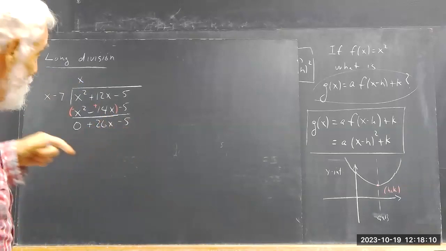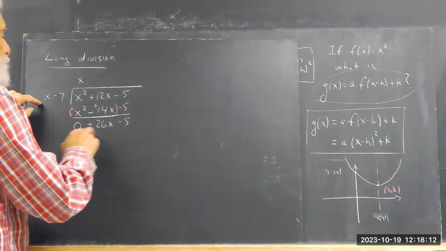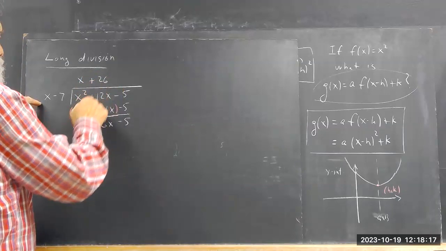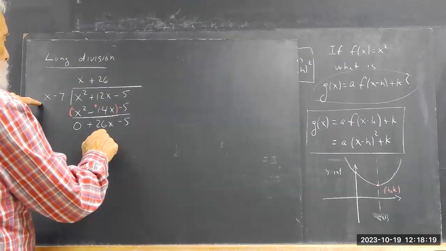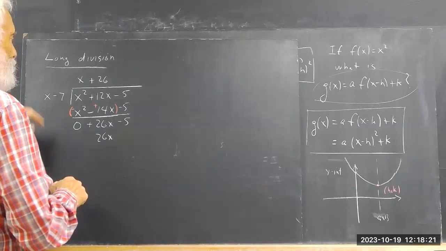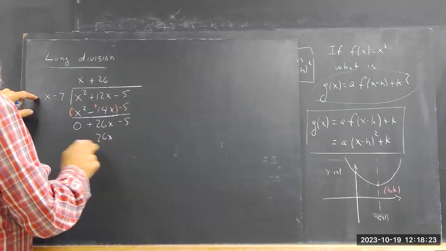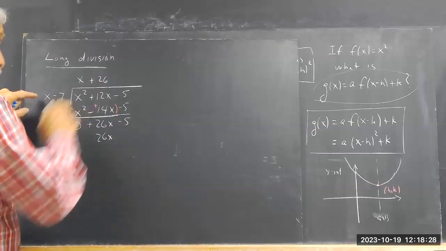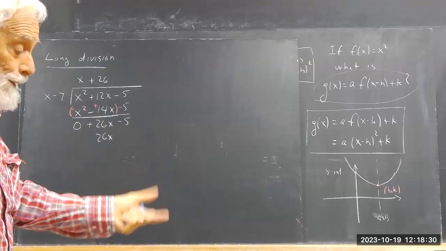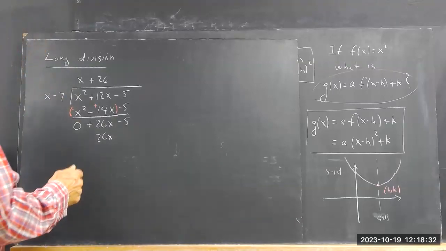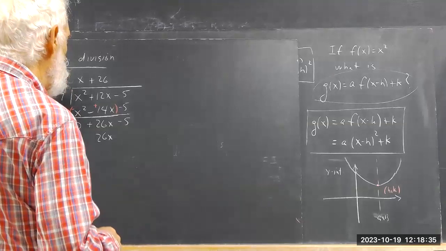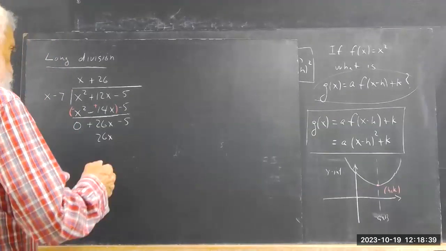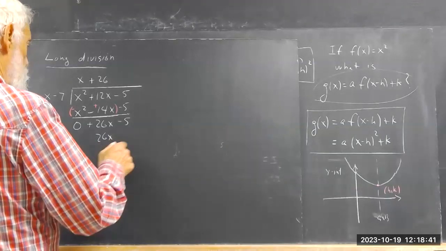Okay. Now, we divide x into 26x. Well, that gives us 26. How do I know? Because 26 times x is 26x. If 26 times x is 26x, then 26x divided by x is 26. That's just the way division works. It's an inverse to multiplication. And then I went and picked up some bad numbers. I think that's going to be 182.